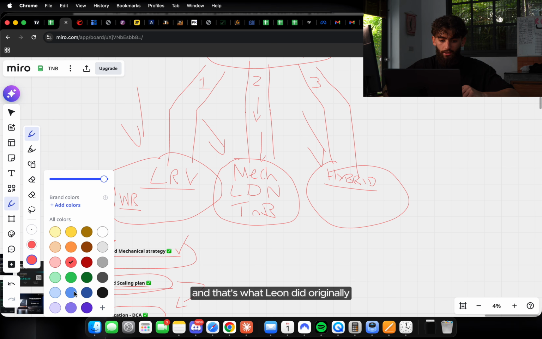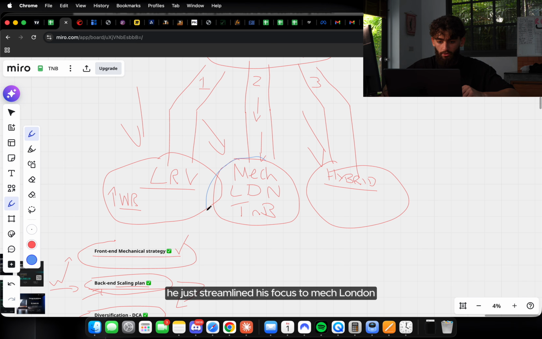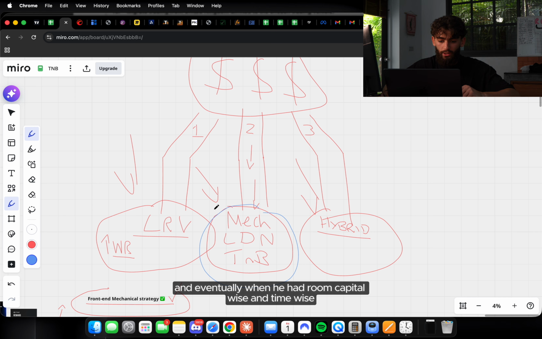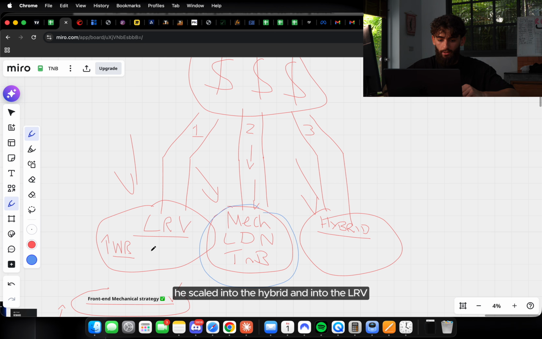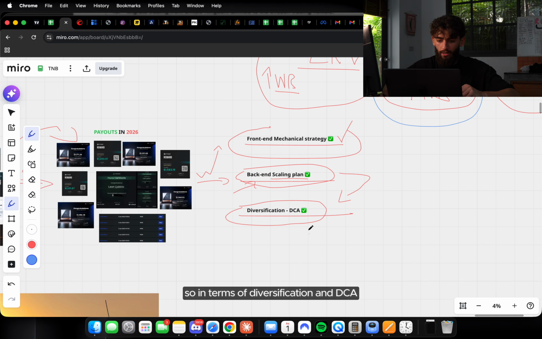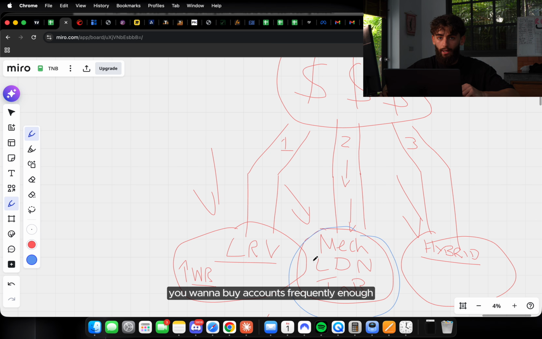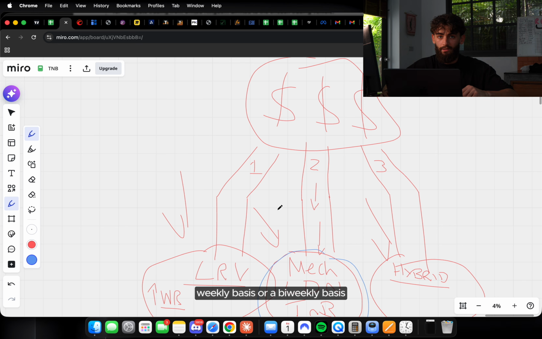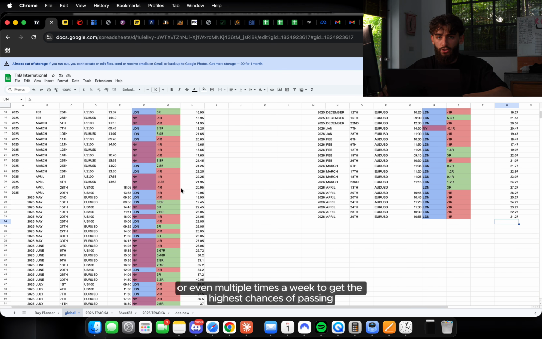And that's what Leon did originally. He just streamlined his focus to Mech London, and eventually when he had room, capital-wise and time-wise, he scaled into the hybrid and into the LRV. So in terms of diversification and DCA, you want to buy accounts frequently enough, on a weekly or bi-weekly basis, or even multiple times a week, to get the highest chances of passing.